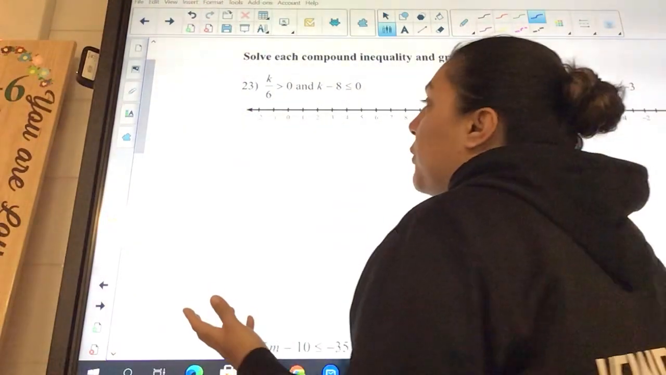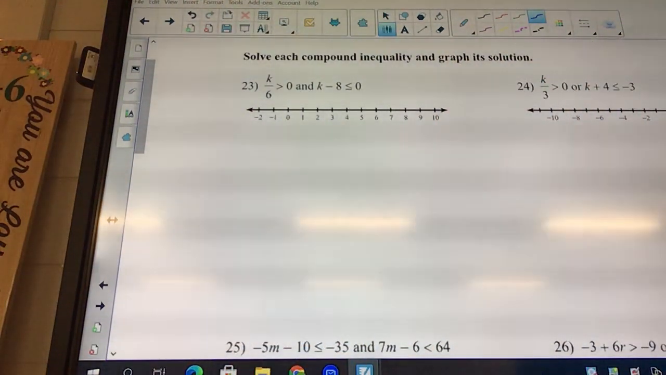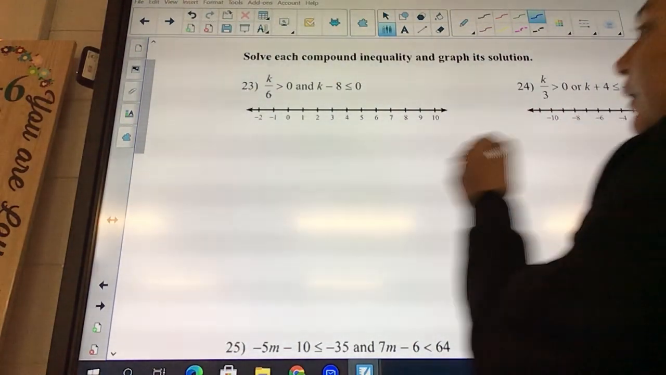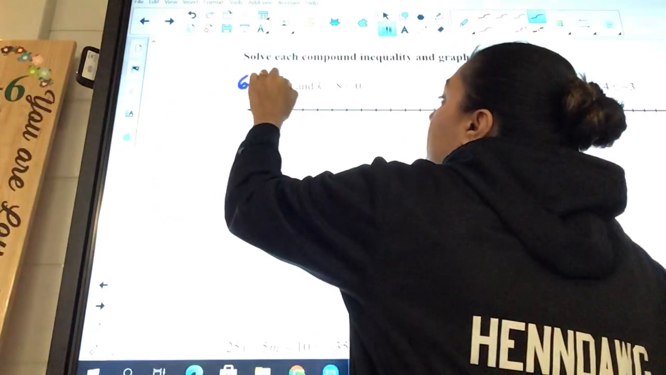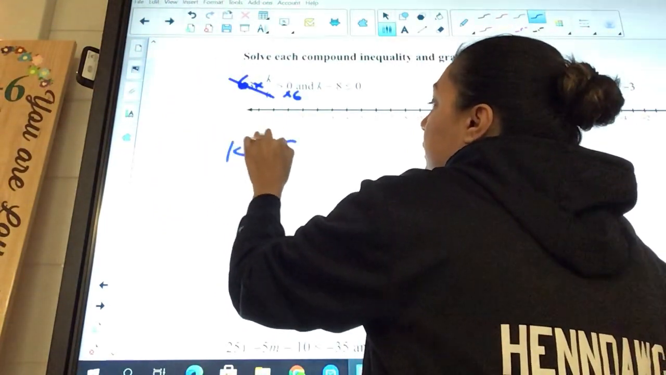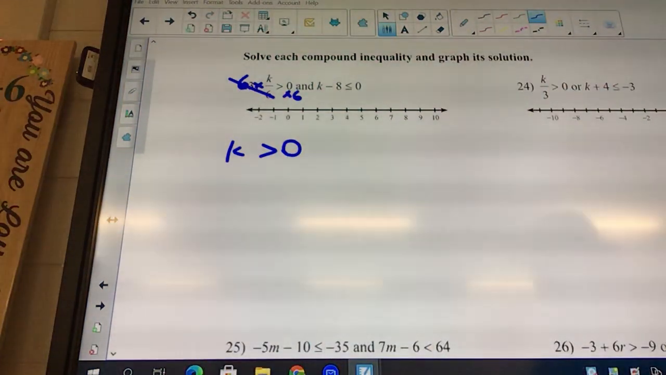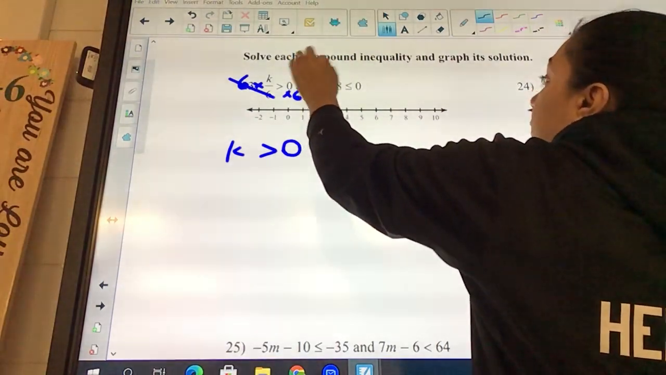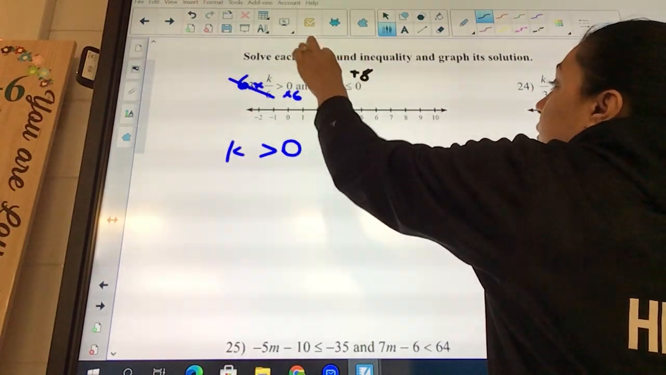So I got k over 6 is greater than 0. How do I solve for k? Multiply by 6. Okay, 0 times 6 is still going to be 0. And then for the other one, how do I solve for k? I'm going to say plus 8 on both sides.